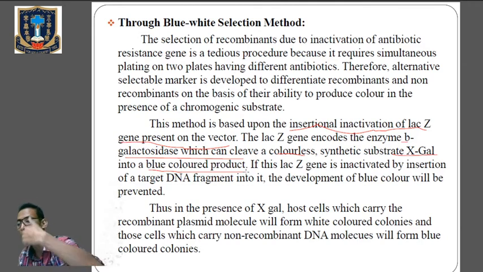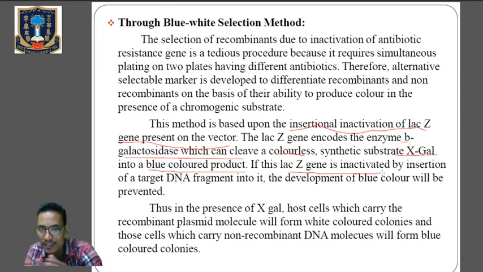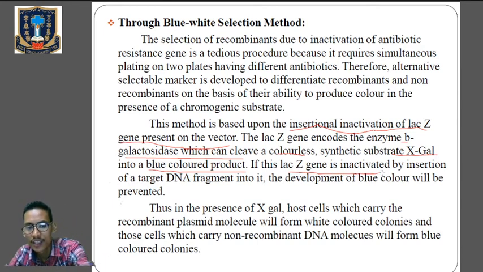But when we go for insertional inactivation of the lacZ gene, that means when the lacZ gene is inactivated by insertion of foreign DNA, then in that case there will be no formation of blue color. Why?